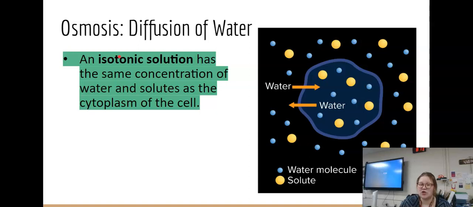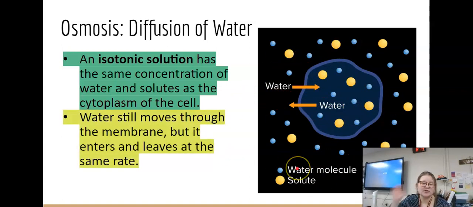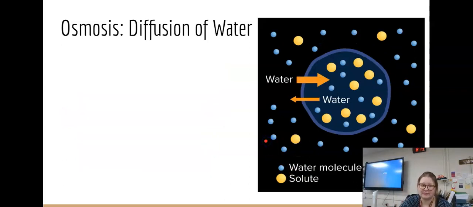The first is an isotonic solution. That has the same concentration of water and solutes as the cytoplasm of a cell. So it's equal. The same concentration of sugar and whatever the solute is, is inside the cell as outside. So water is just equally going in and out. Water still moves through the membrane, but it enters and leaves at the same rate.